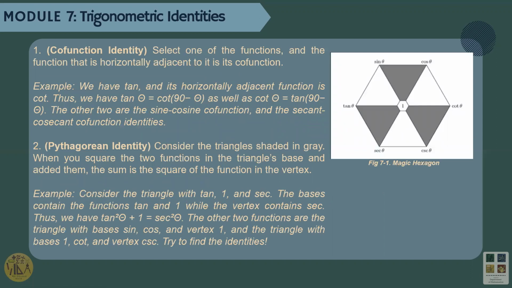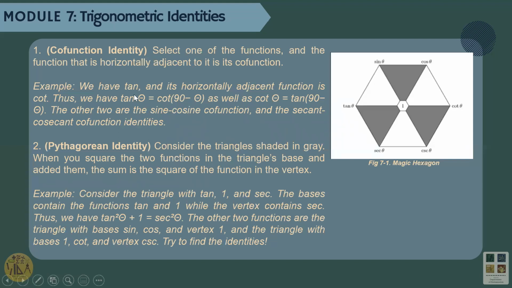First, co-function identity. Select one of the functions, and the function that is horizontally adjacent to it is its co-function. For instance, we have tangent, and the horizontally adjacent to it is cotangent, as we can see in the hexagon. The same is with sine and cosine, secant and cosecant.